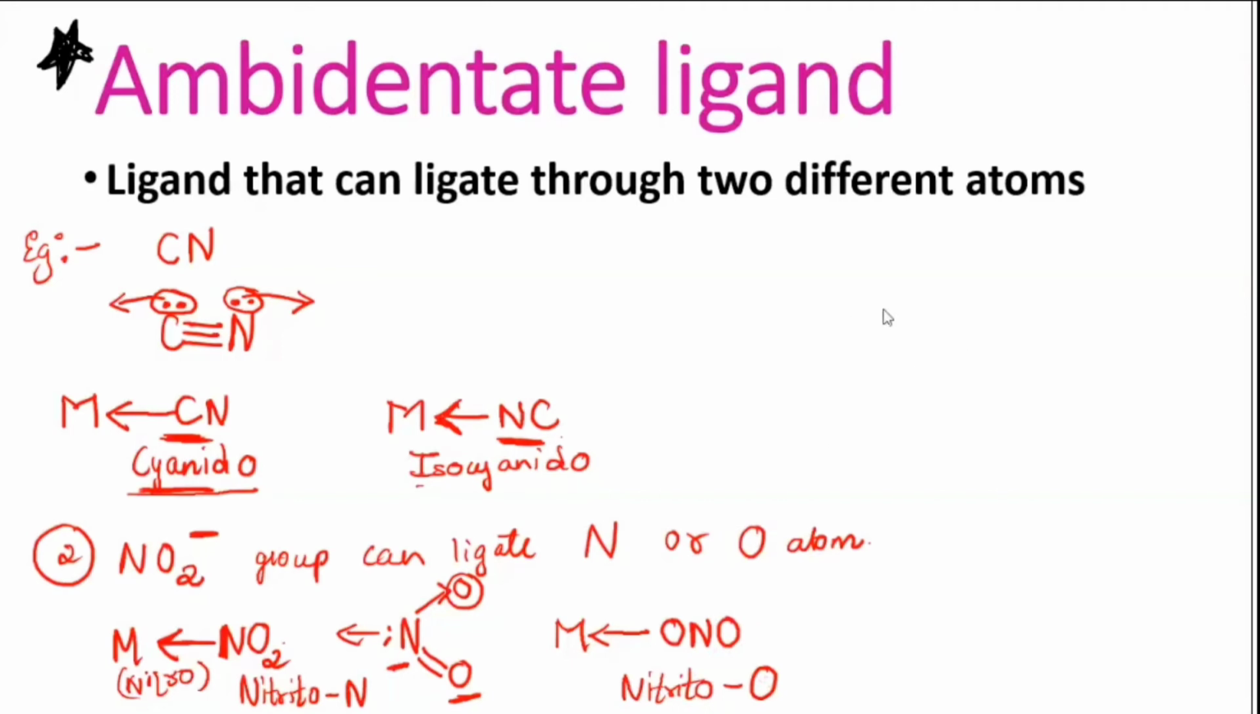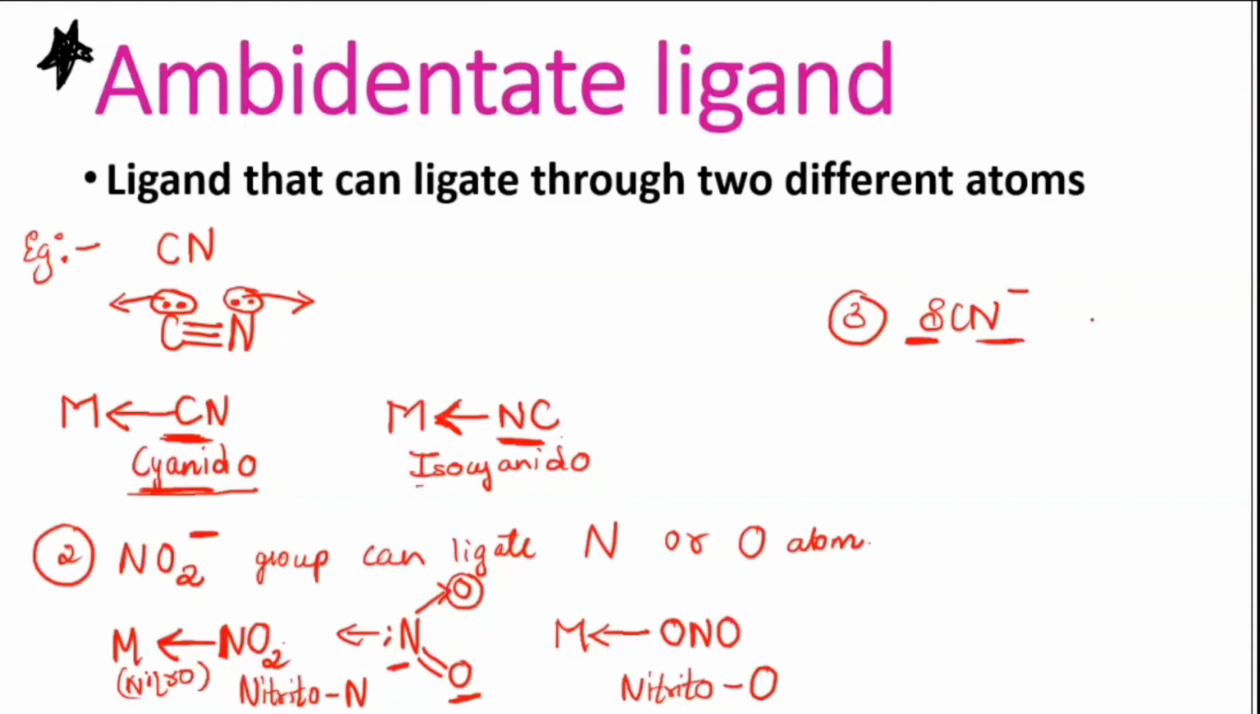One more example I'll give you. The third one. So we are having SCN. This is one group. They can ligate either through sulfur. Carbon can't because already all the valencies are full here. Either sulfur can donate or nitrogen can donate.